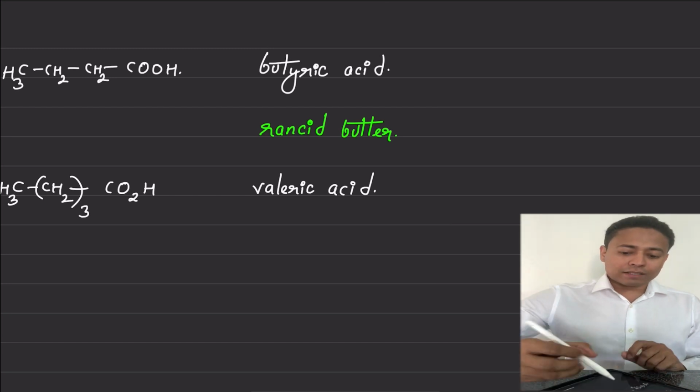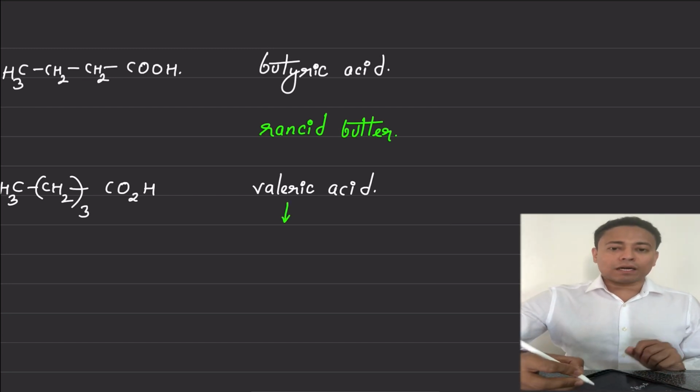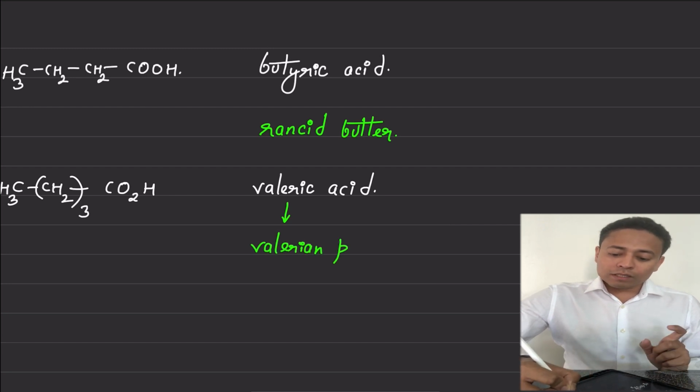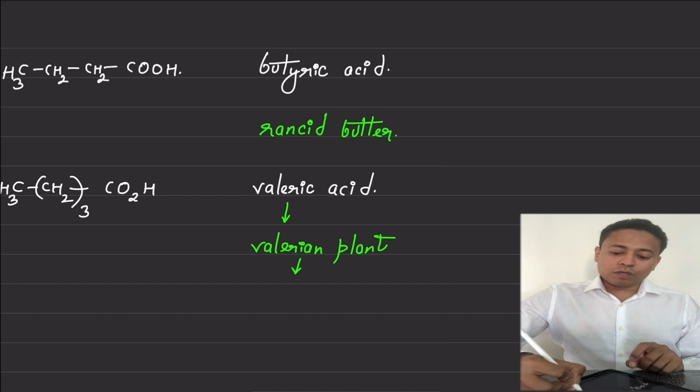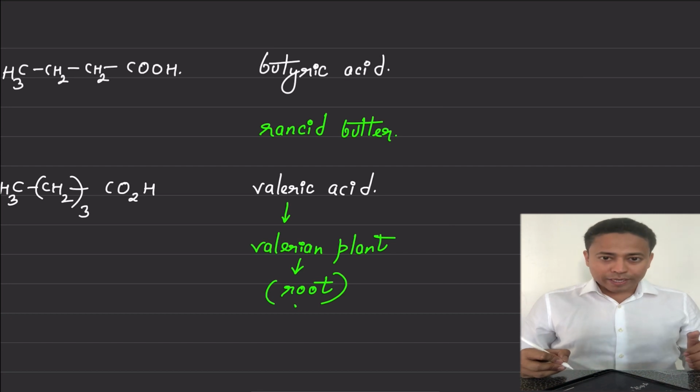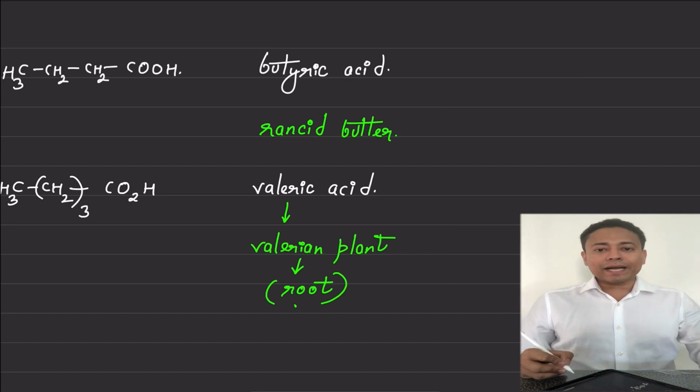This carboxylic acid was actually discovered from a plant. The name of that plant was valerian plant. From the root of this plant, a 5 carbon atom carboxylic acid was isolated. Because of which it was decided that let us name this carboxylic acid valeric acid, because the source is the valerian plant. Thus we call this compound valeric acid.